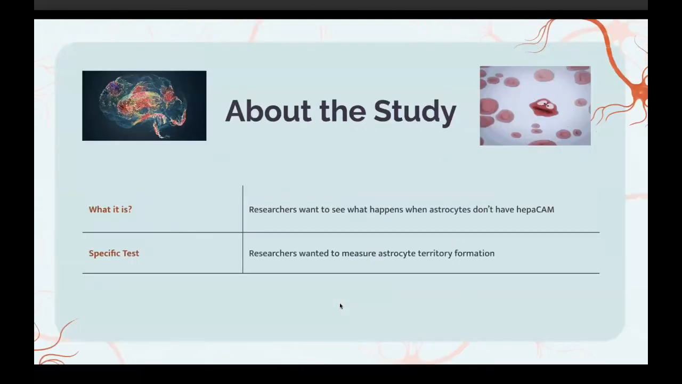Now, let's talk about the study. So, what is the study about? Researchers wanted to see what would happen if they removed hippocamp and what would go wrong because of this. For this presentation, I'm focusing on one specific test they conducted. This test is when the researchers wanted to measure astrocyte territory formation. They wanted to know if hippocamp affects how much space astrocytes claim in the brain.